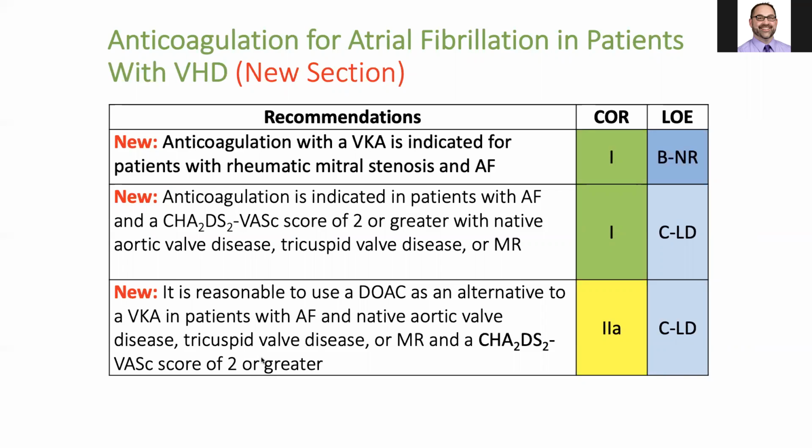This one is also something we haven't usually seen. An oral anticoagulant is usually reserved for atrial fibrillation without valvular abnormality. This is saying it's reasonable to use an oral anticoagulant like Pradaxa or one of those in patients with atrial fibrillation with aortic valve disease. So it's something new that we haven't seen before. So these are, again, some new recommendations.